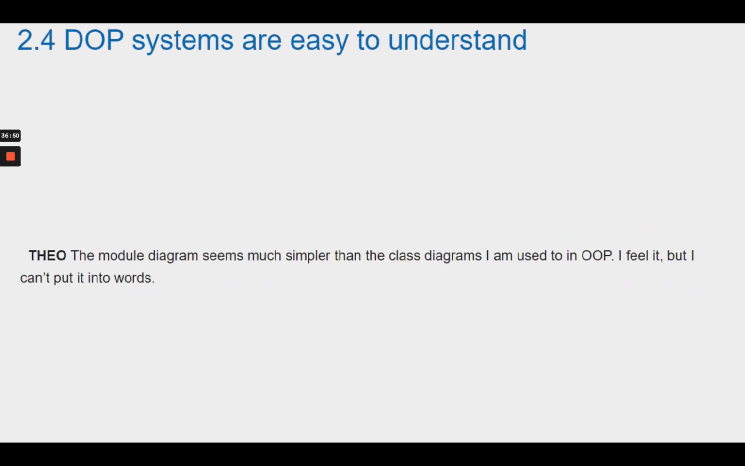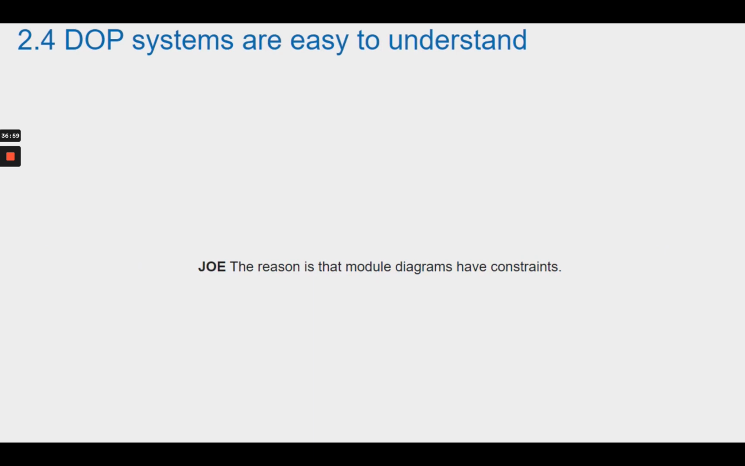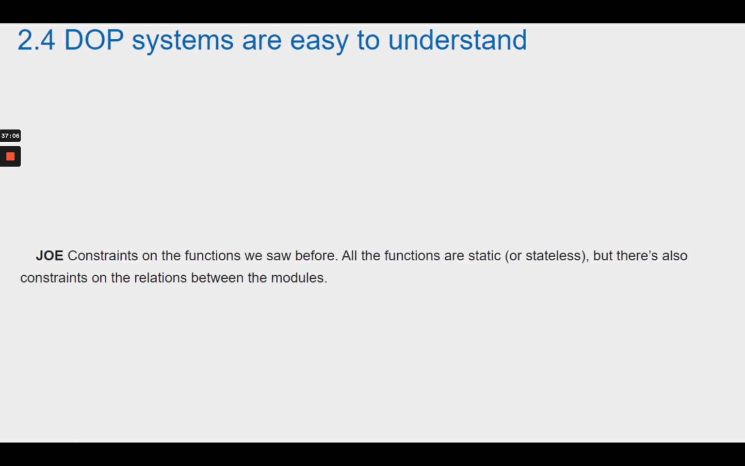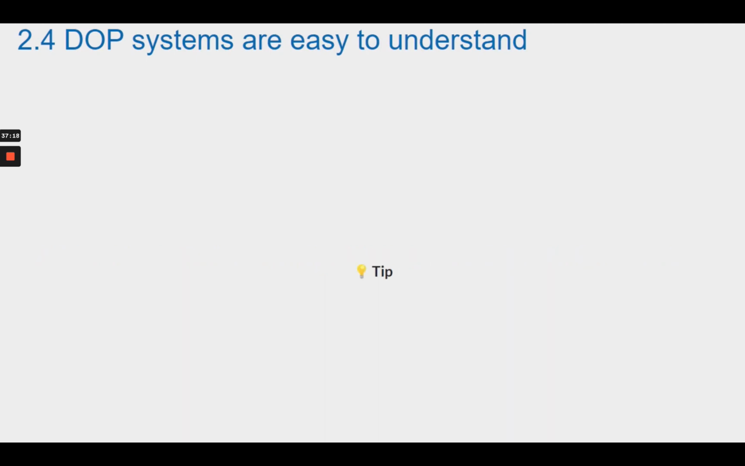Theo, "The module diagram seems much simpler than the class diagrams I'm used to in OOP. I feel it, but I can't put it into words." Joe, "The reason is that module diagrams have constraints." Theo, "What kind of constraints?" Joe, "Constraints on the functions we saw before. All the functions are static or stateless, but there's also constraints on the relations between the modules." Tip: all the functions in a DOP module are stateless.